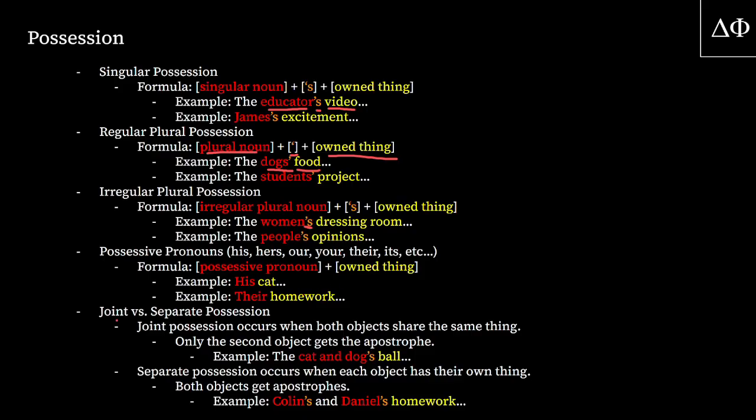Now, there's joint versus separate possession. Joint possession occurs when both objects share the same thing, and only the second object gets the apostrophe. For example, the cat and dog's ball. Now, the cat and dog have possession of the ball, so both objects share the same thing. Separate possession occurs when each object has their own thing, and both objects get apostrophes. For example, Colin's and Daniel's homework. So there's Colin's homework, and then there's also Daniel's homework.